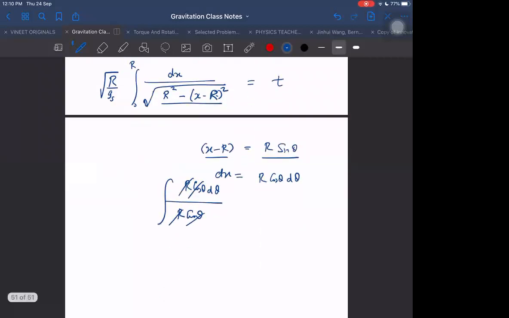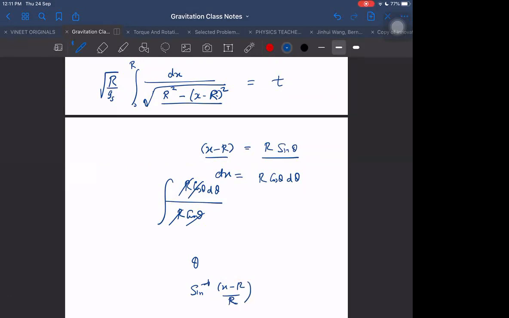The integral becomes very simple: just d theta. We are getting just theta, equals theta, which I will convert back in terms of inverse sin. Theta is sin inverse of (x minus r) by r. Sin inverse of x minus r by r.